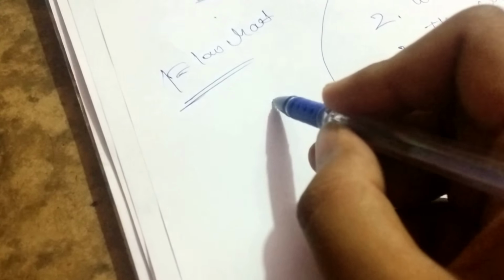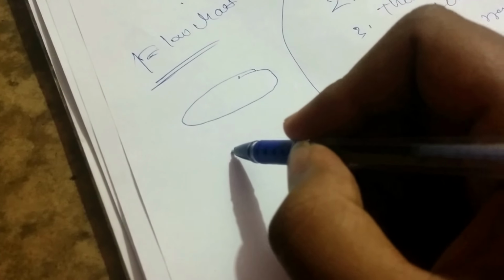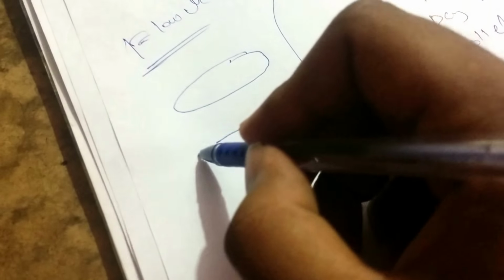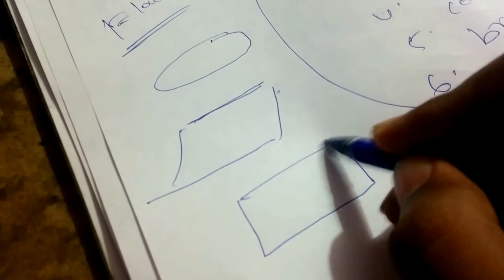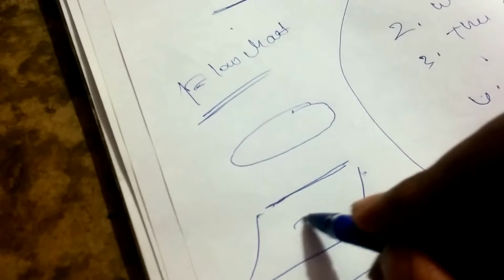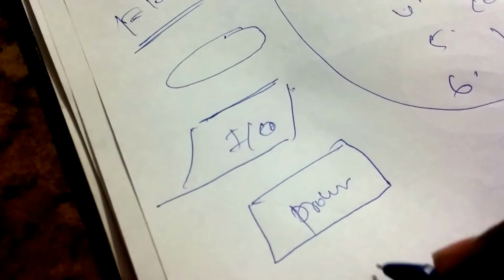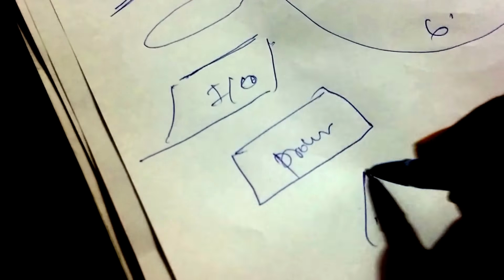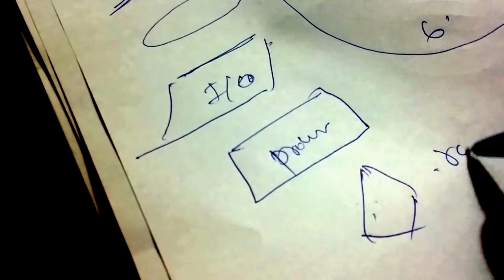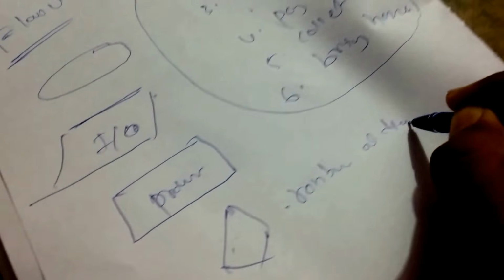We have a few symbols for a flowchart. This is start or end. This is nothing but take input. This is to process. This is input or output. Process. And again we have decision. A rhombus or diamond we use for decision, and we use a connector.